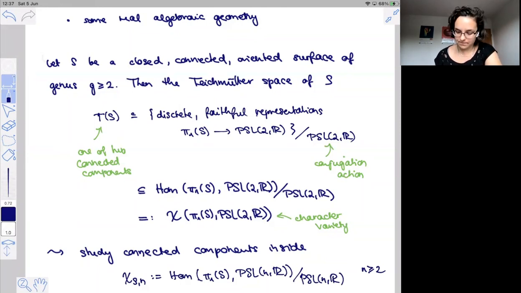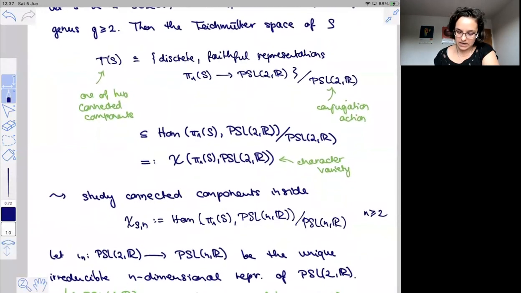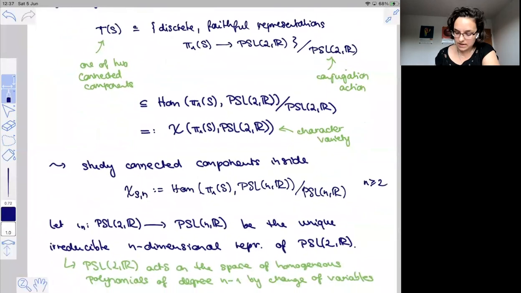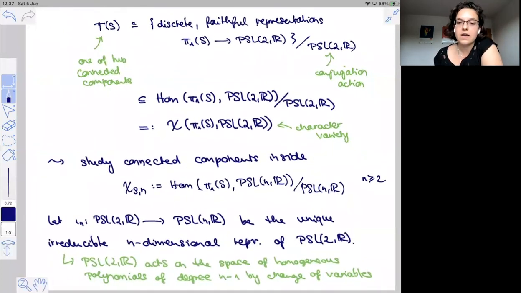Okay, so now I want to explain to you a very particular representation that we can consider in this higher character variety. Higher means that n is now larger or equal than two. And we take ι_n to be the unique irreducible n-dimensional representation of PSL(2,R). If you want to know more, this can be realized by letting PSL(2,R) act on the space of homogeneous polynomials of degree n minus one by a change of variables. This is not very complicated. This is a very explicit representation.